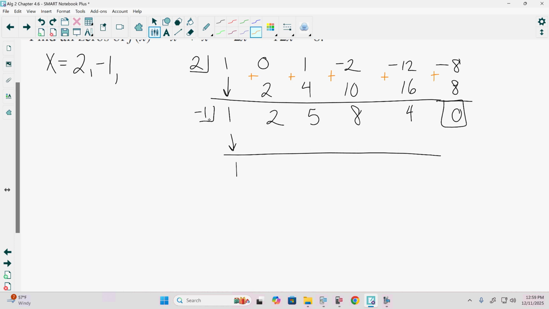Now the other solution that we have is -1. So we are going to use it here and do the same process. So we'll have -1 times 1 is -1. 2 plus -1 is 1. -1 times 1 is -1. 5 plus -1 is 4. -1 times 4 is -4. 8 plus -4 is 4. -1 times 4 is -4. And lastly, 4 plus -4 is 0.